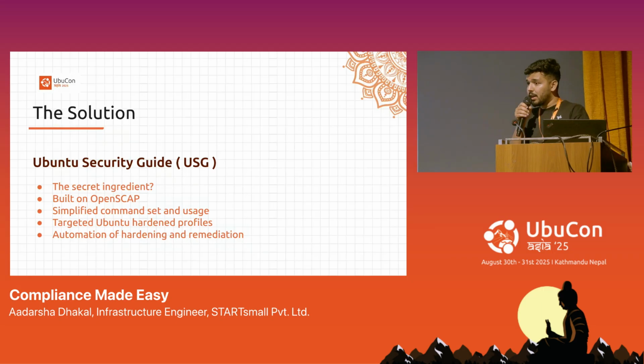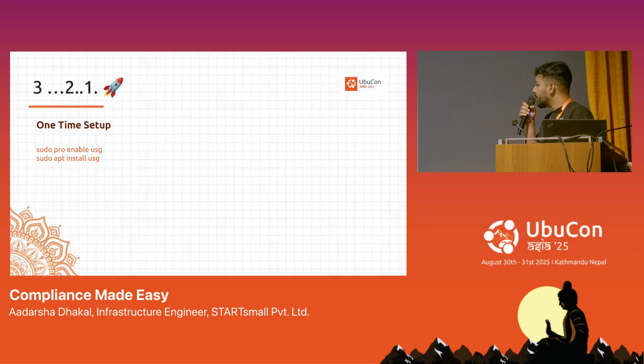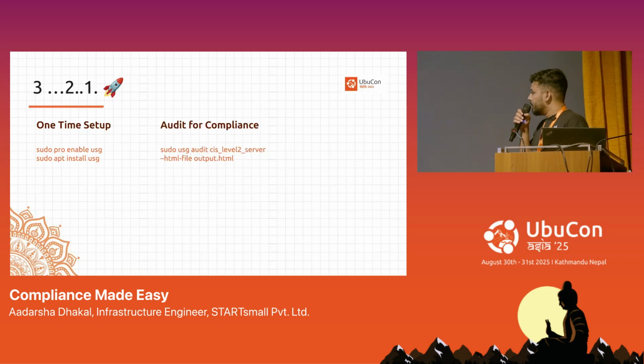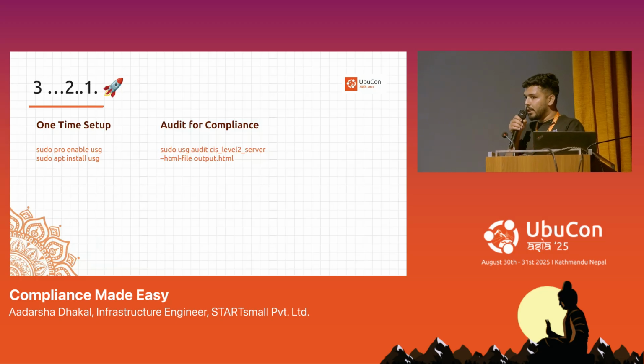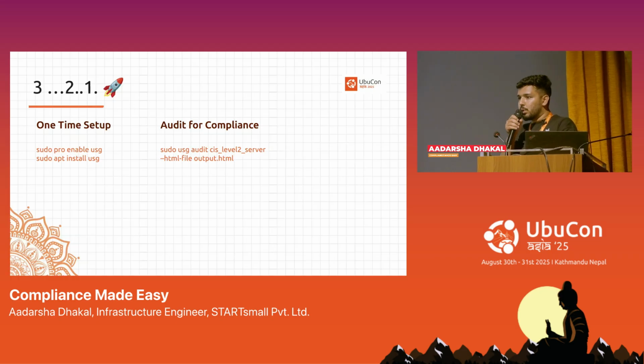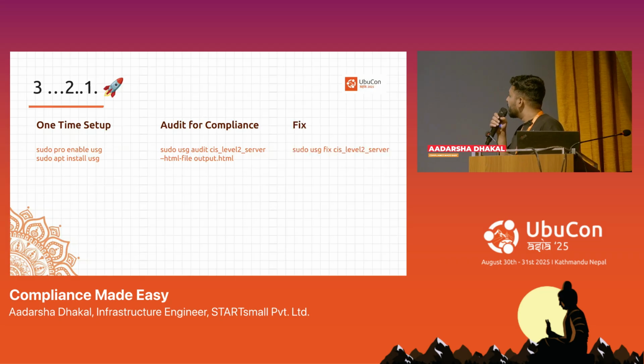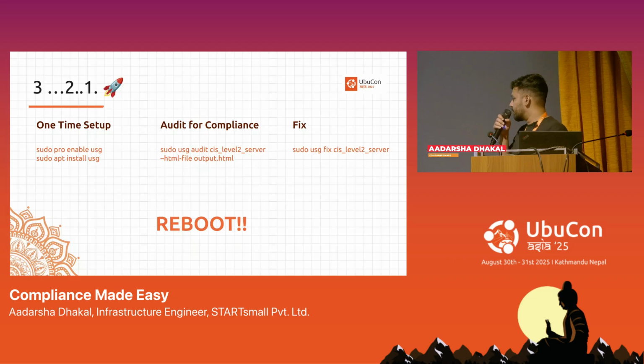So how does it work? Let's see. First, you must enable and attach Ubuntu Pro subscription to your VM. Then you have to enable USG, and you audit your system using the command sudo usg audit and the compliance profile, and you set the HTML file flag to store your audit report, and then you apply the fix at the end, and finally you reboot your system. So let's see this in action.